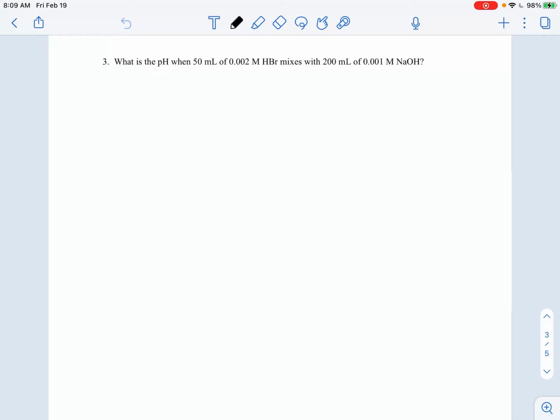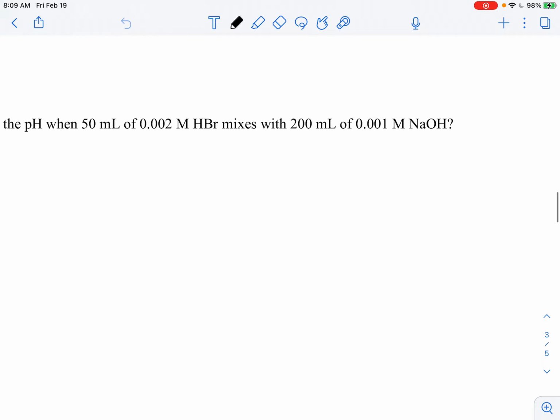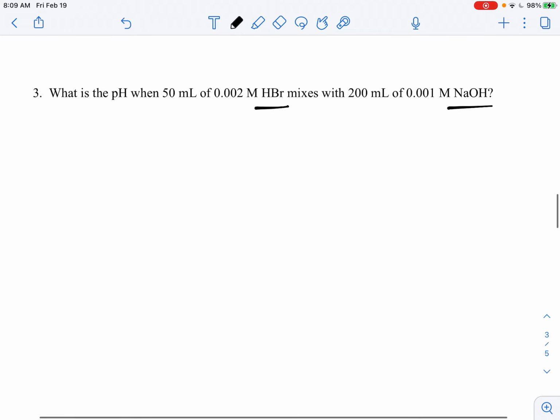Here we are at number 3. So what have we got? We've got, again, a strong acid, hydrobromic acid, and a strong base, sodium hydroxide. So we are going to dilute and then run them both through to see what is left over, essentially.